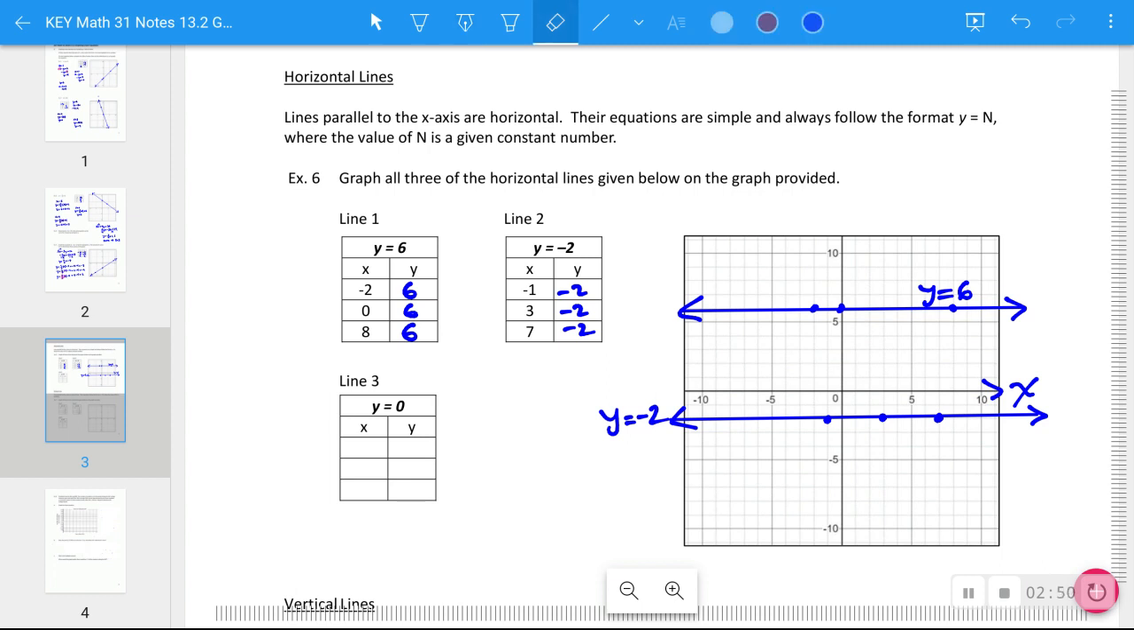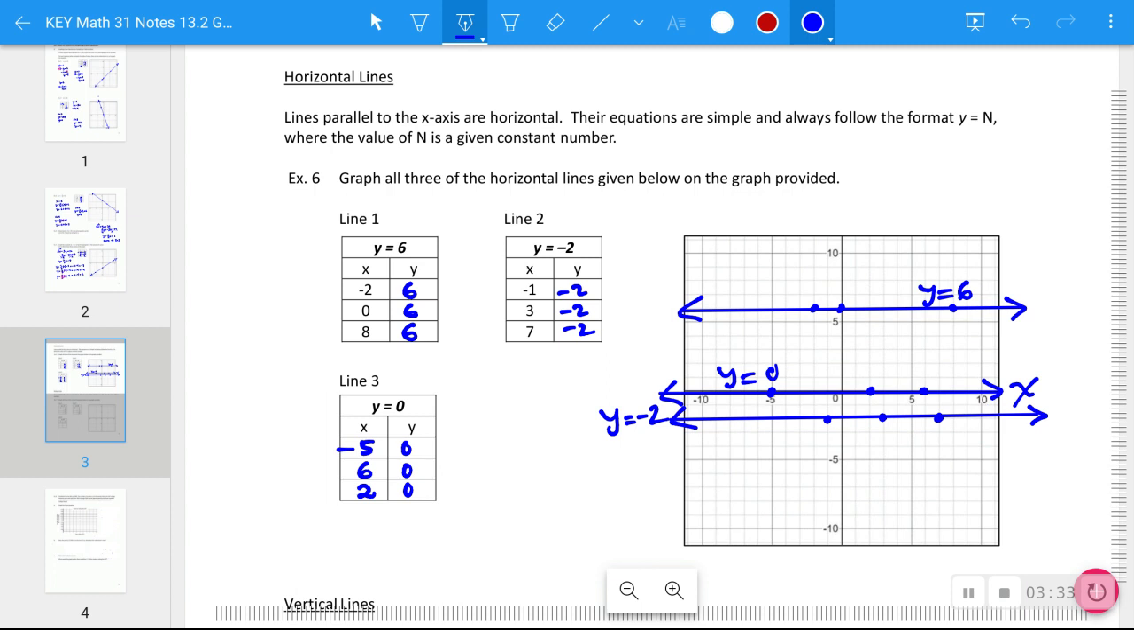Now, if it says y equals 0 here, then you're going to use 0 for the y, and any numbers you want for the x. It doesn't give us anything about x, so let's go -5, 6, and 2. All right, -5, 0 right there, 6, 0 over here, and 2, 0 right there. And you can see that we're just retracing the x-axis. And the equation of the x-axis is y equals 0.